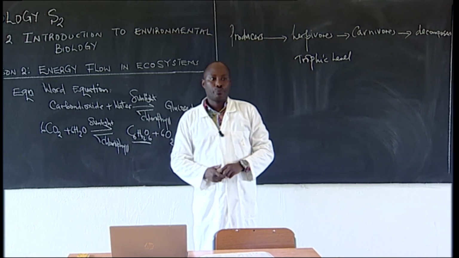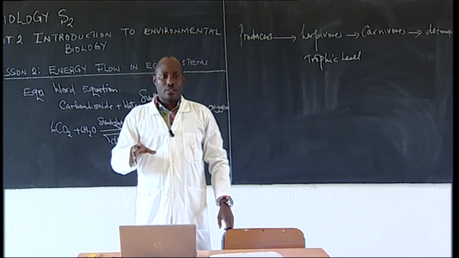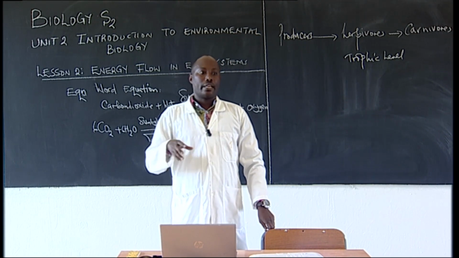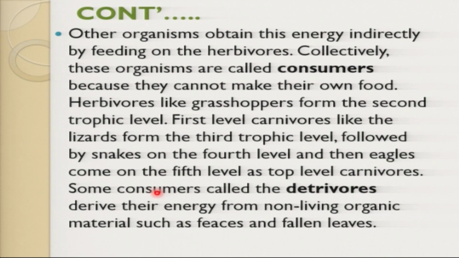Trophic levels, okay? Herbivores like grasshoppers form the second trophic level. The first carnivores like lizards form the third trophic level, followed by the snake at the fourth level, and then the eagles come to the fifth level as the top level of carnivores. Some consumers are called detritivores. What does it mean? They derive their energy from non-living organic matter, such as feces and even fallen leaves. They can get their energy in that form.